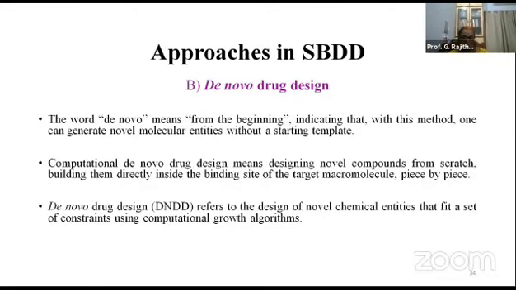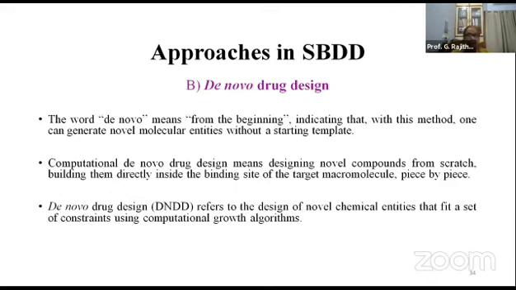First approach is molecular docking. Second approach is de novo drug design. The main basis for doing structure-based drug design is that it depends upon the 3D structure of the target. When we know the 3D structure of the target, then only we can go for SBDD.